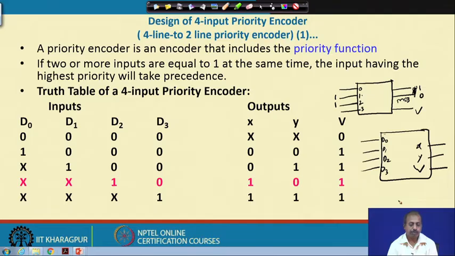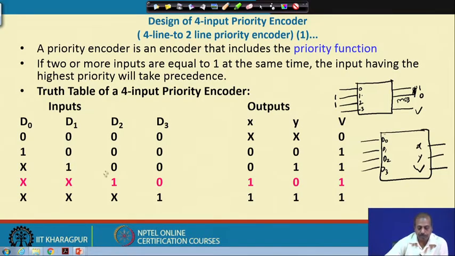Now, if D1 is equal to 1, D2 equal to 0 and D3 equal to 0, then without looking into the value of D0, it will output 0 1. So, if the condition is that D2 and D3 are equal to 0, but D1 is equal to 1, it will not consider the value of D0, it will straight away output 0 1. That will tell that now input 1 is equal to 1.